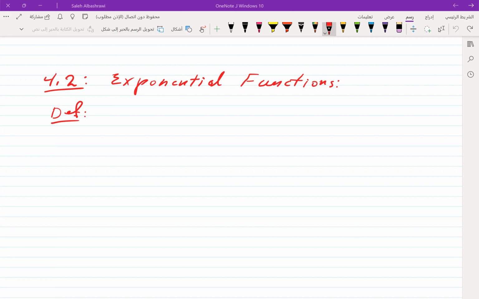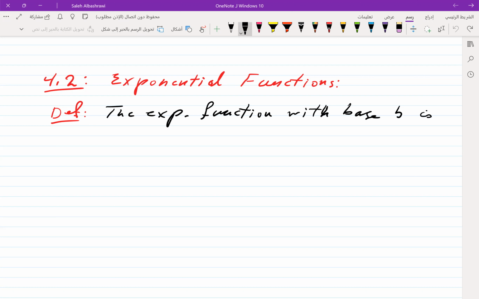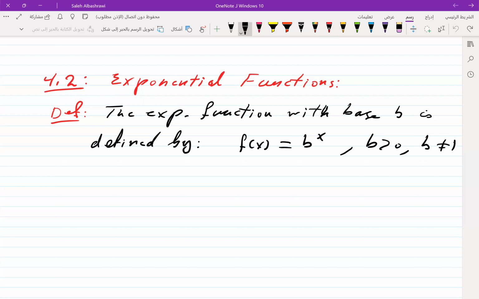Starting with the definition, the exponential function with base b is defined by f of x equal to b to power x, with b must be greater than 0 and b not equal to 1, and x is any real number. It can be any real number.